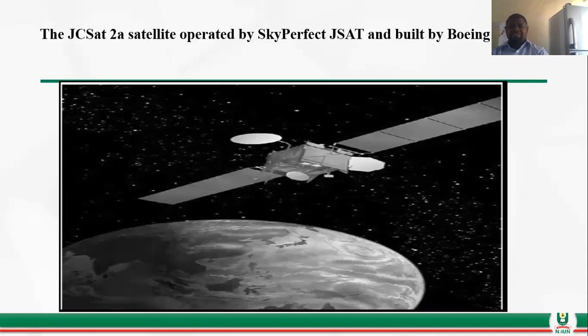Now you can see that this is a better picture. This is the JCSat 2A satellite operated by Sky Perfect JSat and built by Boeing.